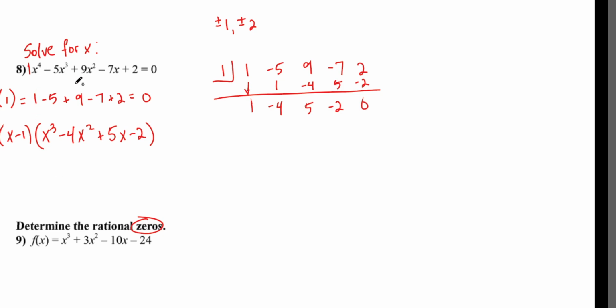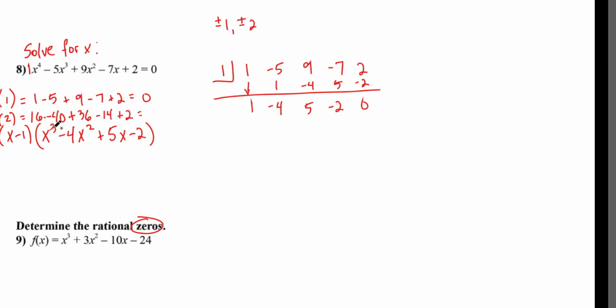So let's slide that in right here. Let's just see if it works. Okay, 2 to the 4th, what's that? 16, right? 2 cubed is 8, and then another 2 is 16. So that's 16 minus, put a 2 in for that. What's that? 2 cubed is 8 times negative 5, which is negative 40. Put a 2 in for that. That's 4, that's 36. 2 in for that's minus 14 plus 2.